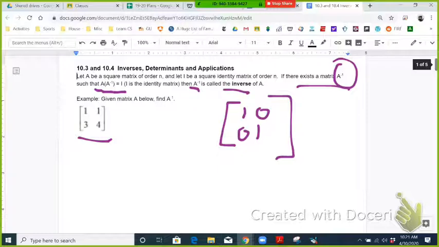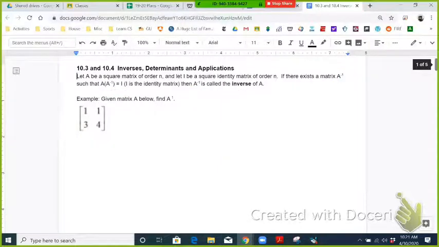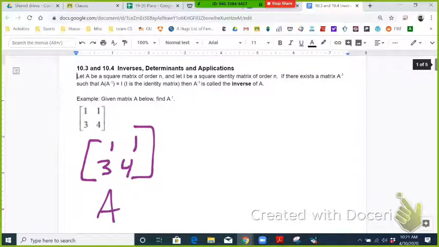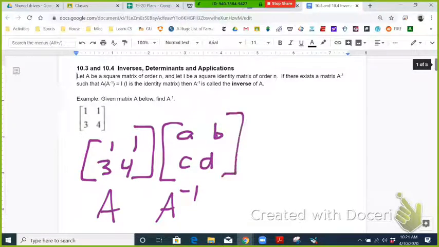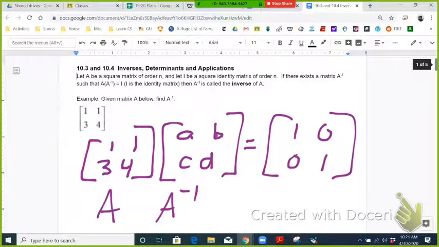Like I said, there's a way to do this with a calculator, but first, let's try to do it from scratch. So that would be matrix A, and then let's make an inverse matrix, and we don't know what that is, so we're going to call it A, B, C, D. And if this is really the inverse, by definition, it should equal the identity matrix. So that's what we're going to do here.